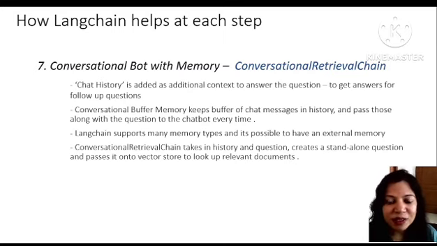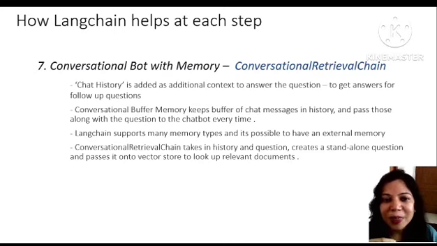Now, for this solution, we have a conversational retrieval chain, which will bind together the current question with the chat history from the current session, and then it will pass it on to the vector store as a single question to get the retrieved results based upon the context provided. So chat history is added as an additional context to get the answers for follow-up questions. And for this, we have to use a memory.